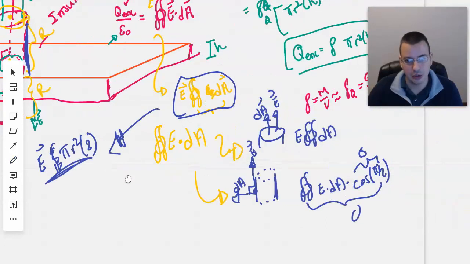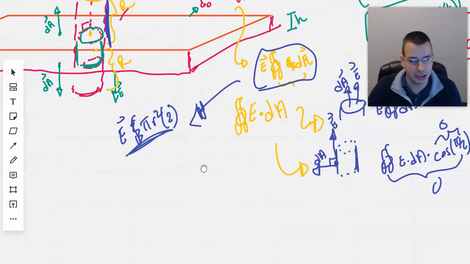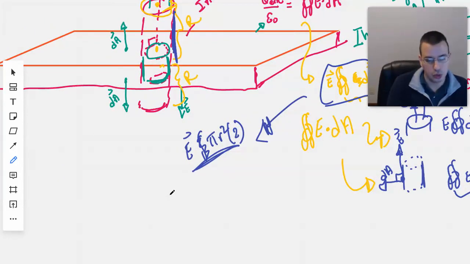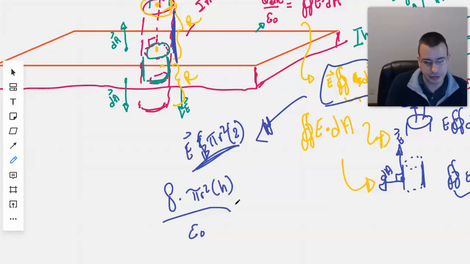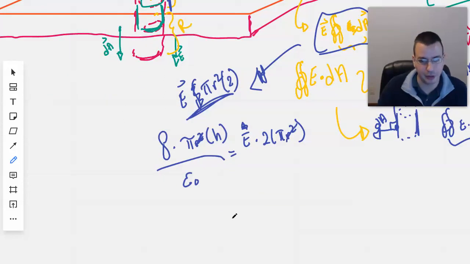So we got Q enclosed, which is rho pi r squared times h. Rho times pi r squared times h, and now it's all over epsilon naught, equals the electric field, which is an unknown, but we're trying to find it. I'll leave off the vector for now. We're just going for the magnitude, times 2 pi r squared. Okay, so we have r squareds here. Those conveniently canceled because we weren't very specific about what they were.